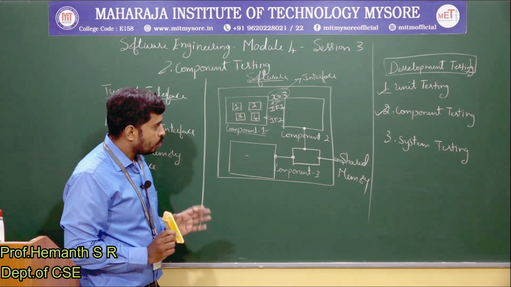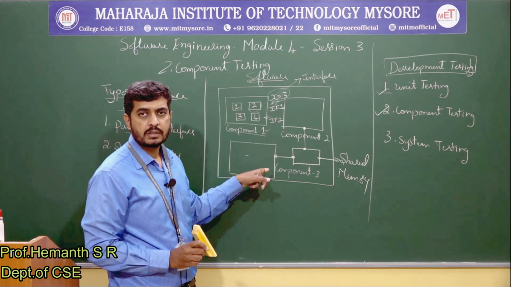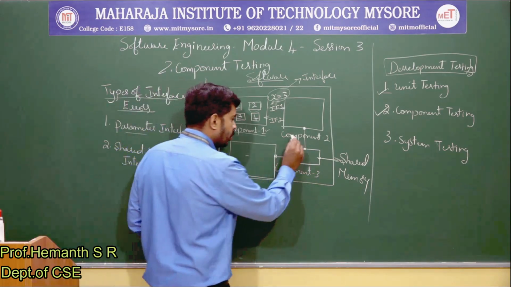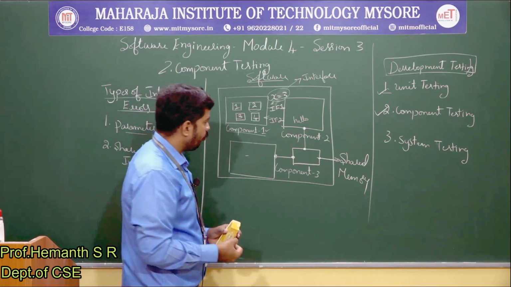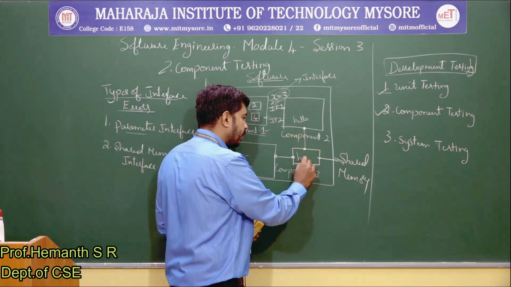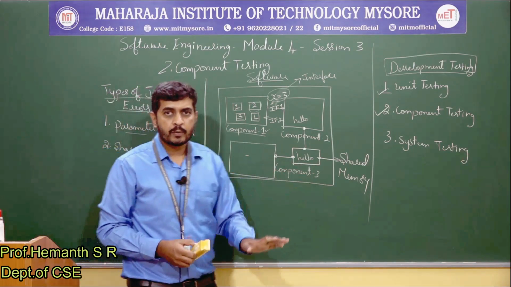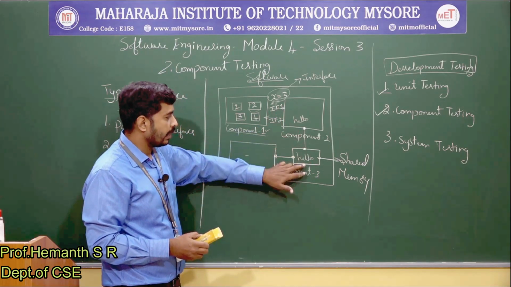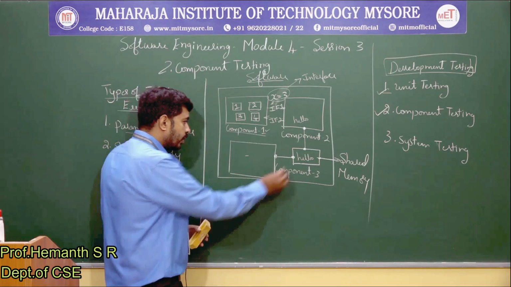Now if component 2 wants to send something to component 3, as you can see there is no direct connection, so it is through what is called shared memory. Assume component 2 wants to send a hello message to component 3. There is no direct interface here, so component 2 will write it in the shared memory, and component 3 will read it from there. Component 2 is writing the hello message to the shared memory and component 3 is reading it.